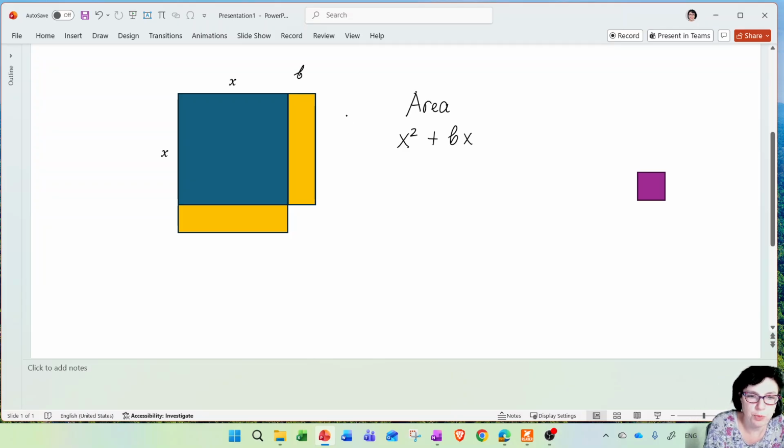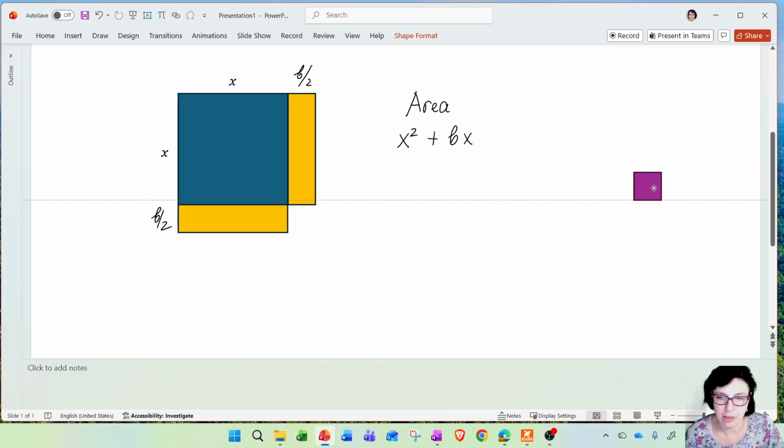This side is going to be b over 2. This side is b over 2. And the total area of the two rectangles is still bx. Nothing happened. But you can see over here pretty clearly that this is not a complete square, that something is missing. And what is missing? Well, this little magenta rectangle, if I move it over here, I am going to complete the square.